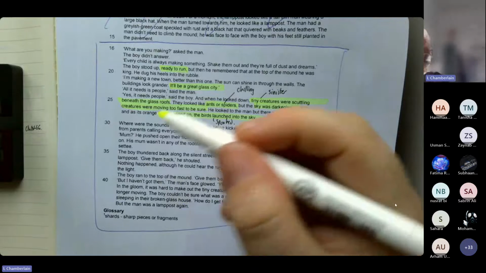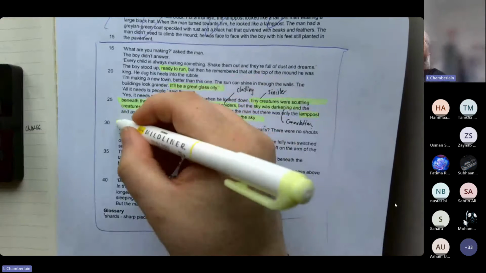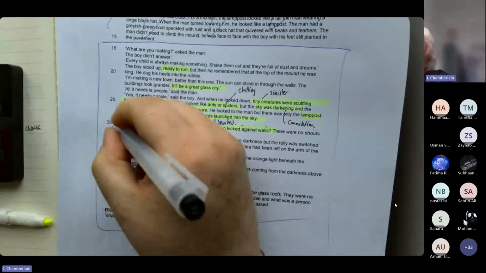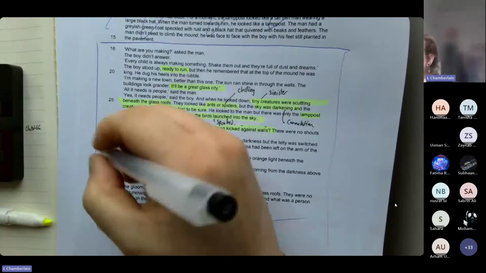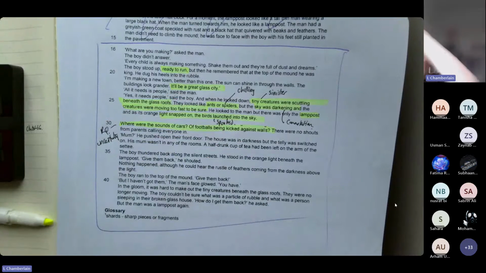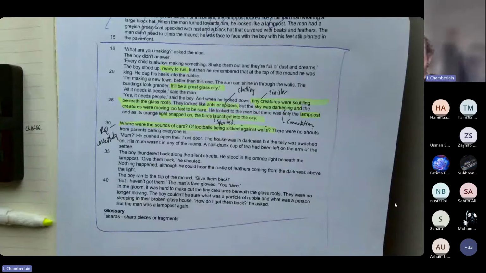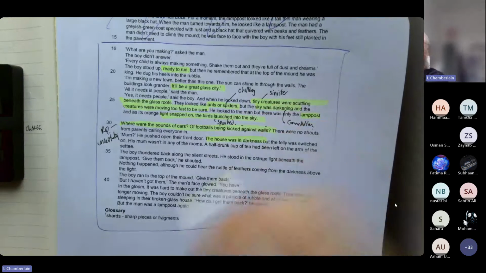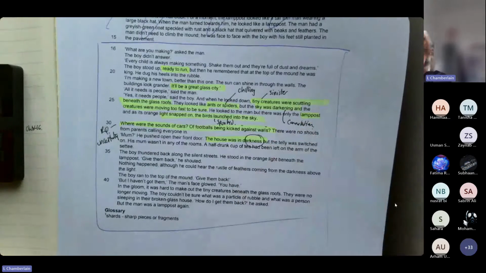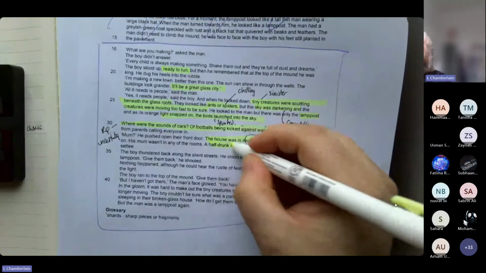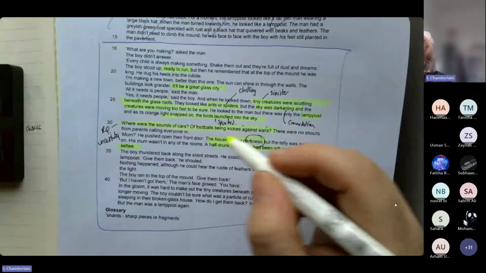Then we've got some rhetorical questions being used. "Where were the sounds of cars, of footballs being kicked against the walls?" Okay, so these rhetorical questions are being used to create an idea of uncertainty. And so this idea of uncertainty, again, is going to help us to really start to develop this idea that it's quite a chilling tone. We then have this bit when he runs home and we hear again, "the house was in darkness." That repetition of darkness is something we can talk about. We've then got things like "a half-drunk cup of tea had been left on the arm of the settee."